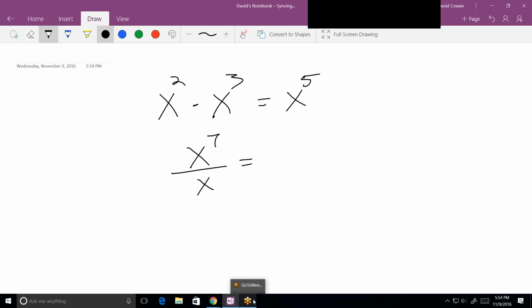Subtract exponent. Would it be x to the negative 7? Subtract exponents. Oh, x to the 6th. And finally, what is this?